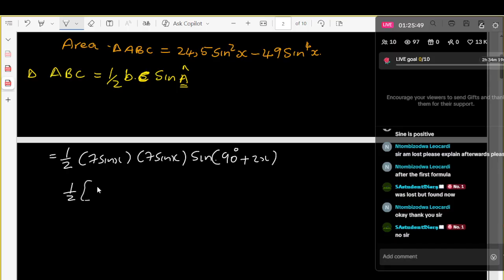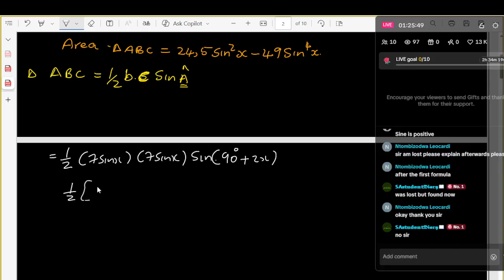Look at this, the sine of 90 plus 2x. This is a cofunction: sine changes to cos, cos to sine. Where's 90 plus? It's in quadrant 2. How is sine there? Sine is positive. So this will change into positive cos of 2x. This is what we have so far.